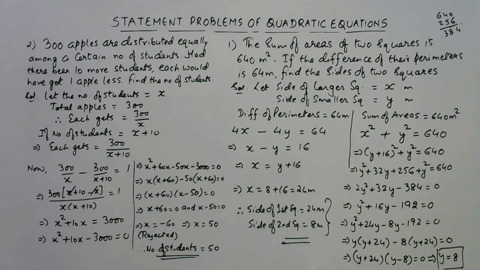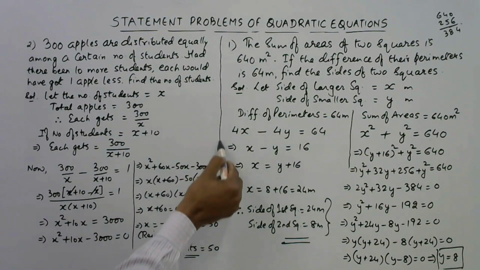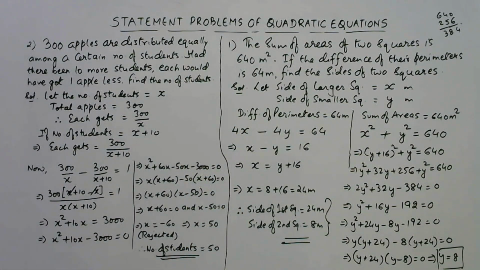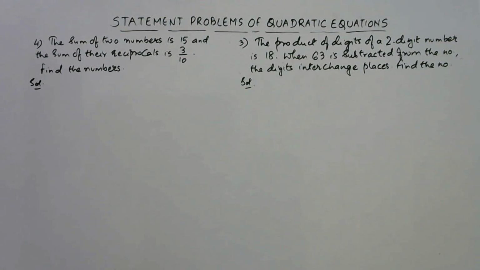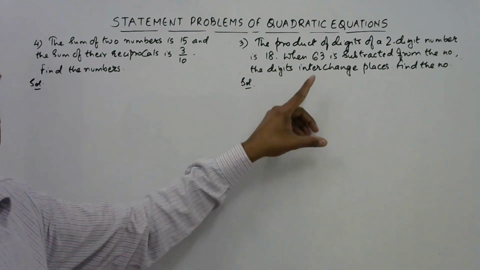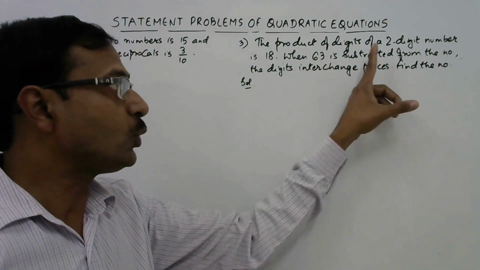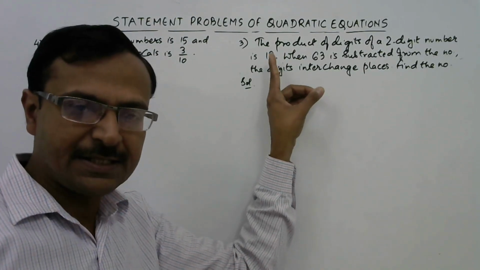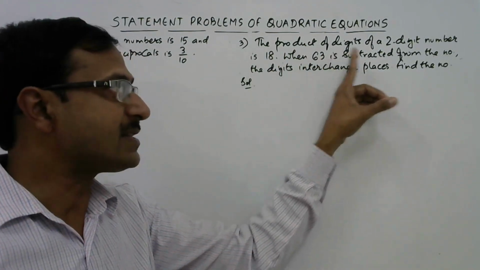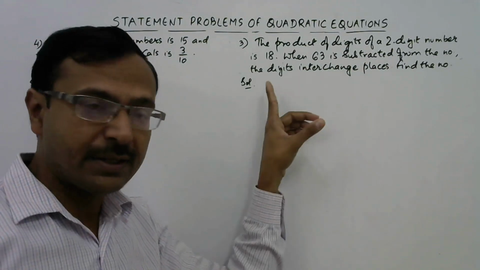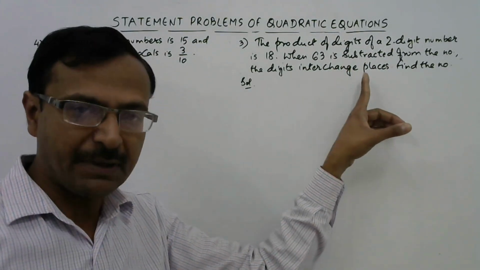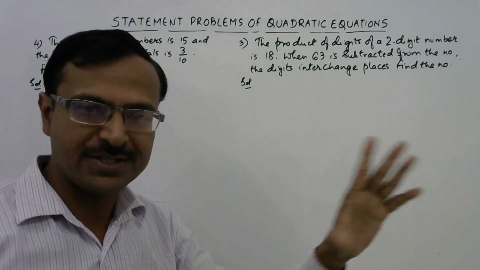A very general question of quadratic equations, and I am sure solving this will help you a great deal in solving some of the similar problems which are asked in board exam concerning quadratic equations. Let's see the third question now. The product of digits of a two-digit number is 18. When 63 is subtracted from the number, the digits interchange the places. You have to find the two-digit number.